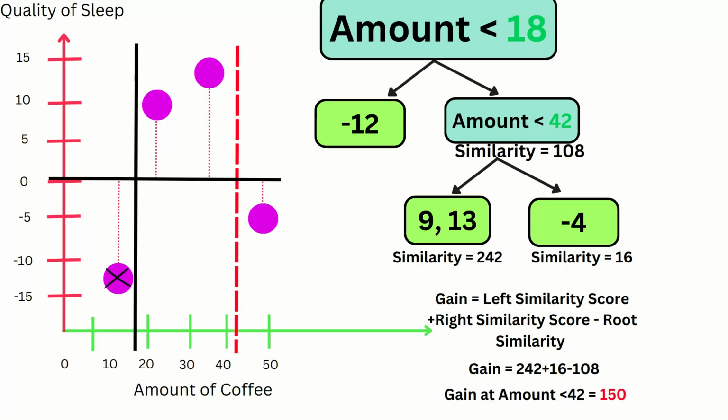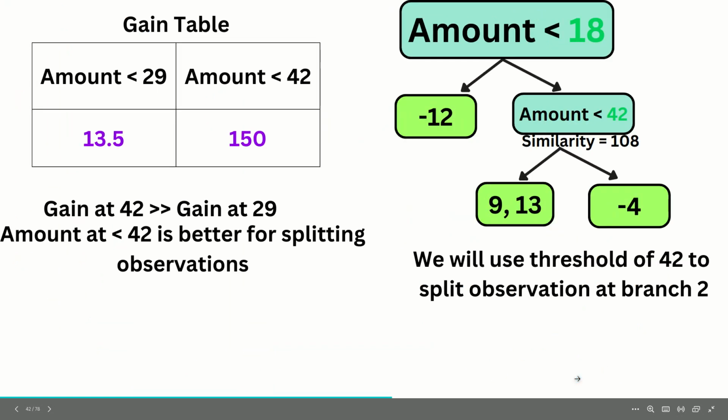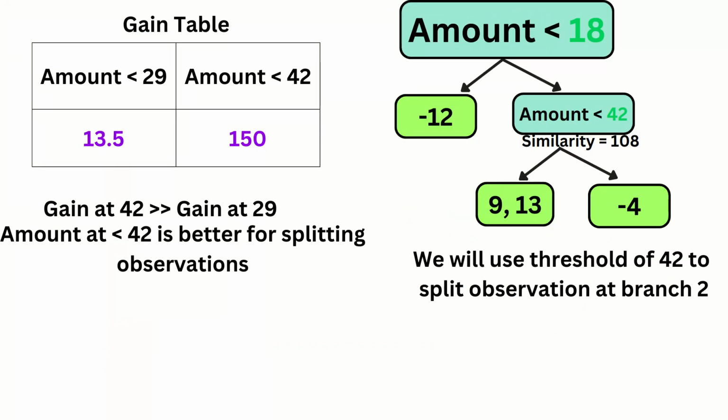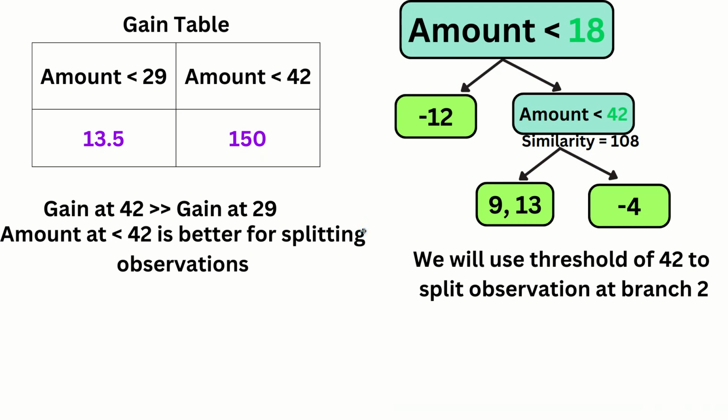Now calculating the gain in branch 2 with a threshold of 42, we get a gain of 150. Now we have the gain table, and the largest gain value is at the threshold level of 42, 150. Therefore, we will use 42 to split the observations in branch 2.